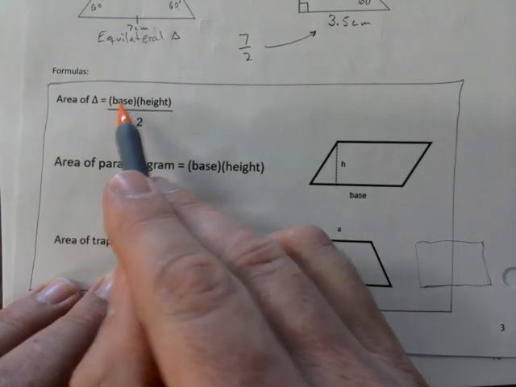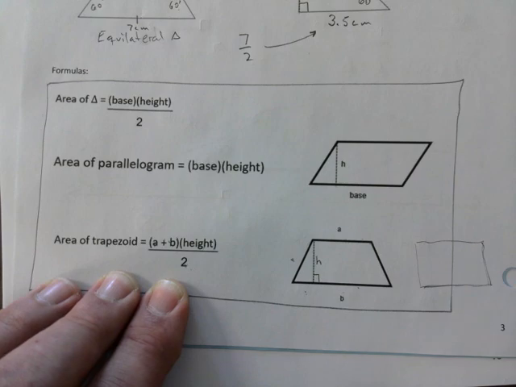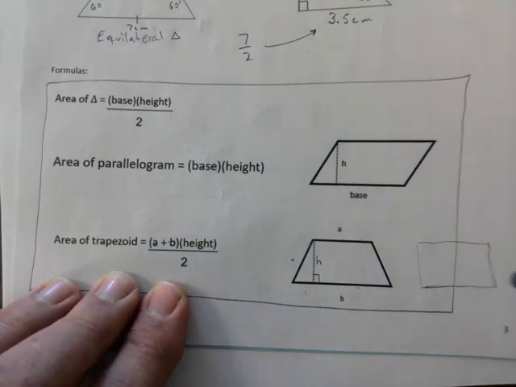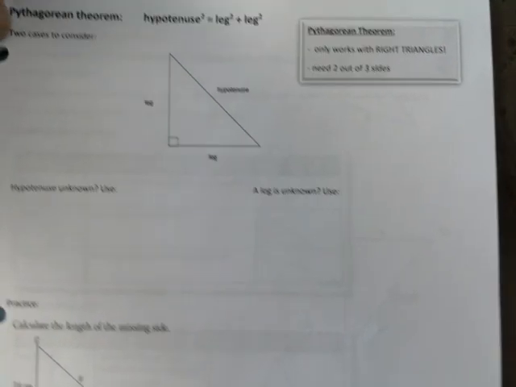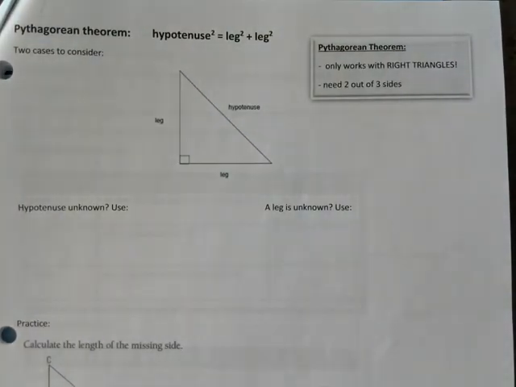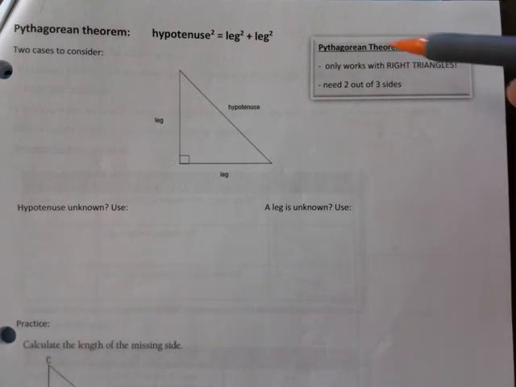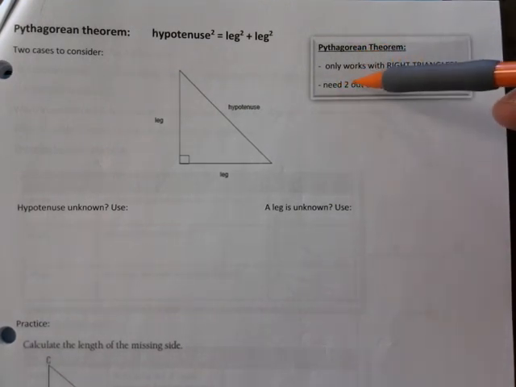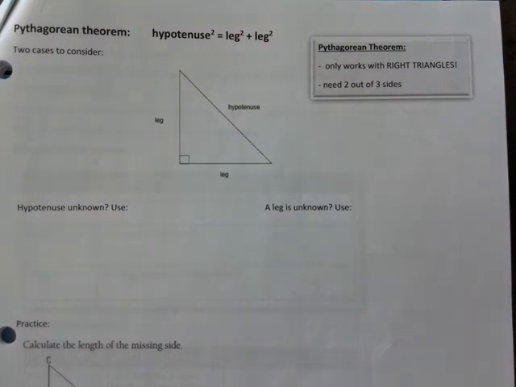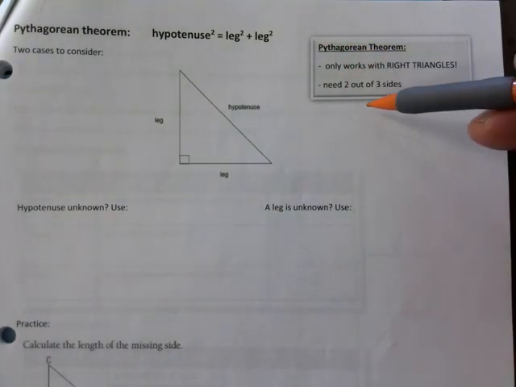Area of a triangle is base times height divided by 2. No diagram there because I just figured you would know that, and we've talked about that. Okay, so let's review some Pythagorean theorem here. I think I've talked about it, but I'm just going to review it real quick because we're going to use it more often. It only works with right triangles, and you need 2 out of 3 sides. That's basically the checklist for you to be able to use it.